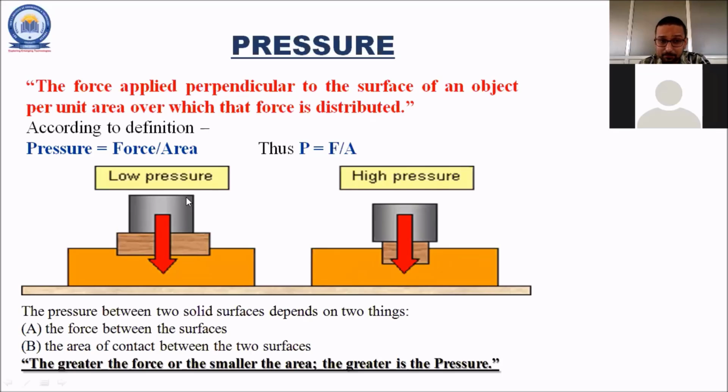So understanding this example of pressure, I can tell that the pressure between two solid surfaces depends upon two things: the force between the surfaces, and the area of contact between the two surfaces. And the final statement is very important in context of pressure. The greater the force or smaller the area, the greater is the pressure. Dear friends, you can note down this point or try to remember the final statement of pressure because it will be used in the further topics of this subject. The greater the force or smaller the area, the greater is the pressure.